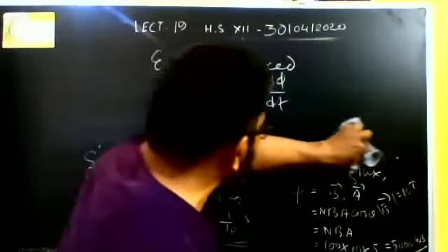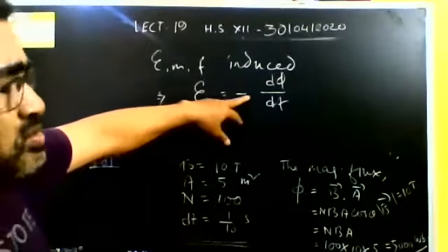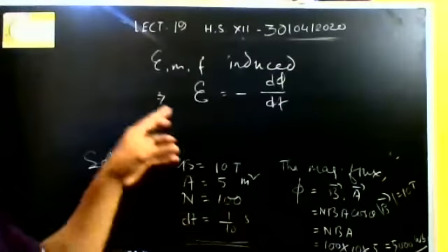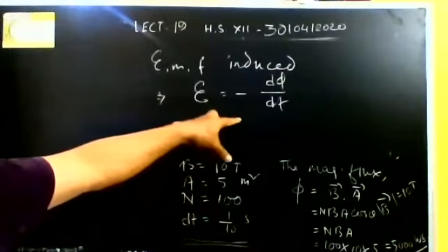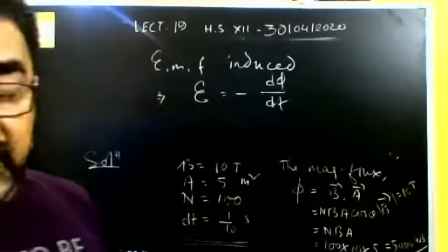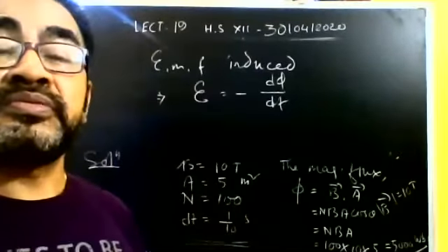The negative sign means that the direction of the induced EMF should be such that it always opposes the reason why it is being created.